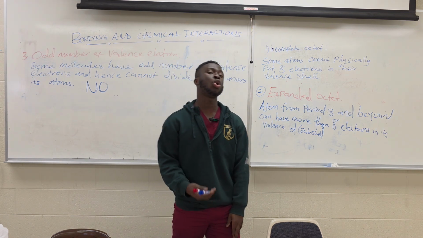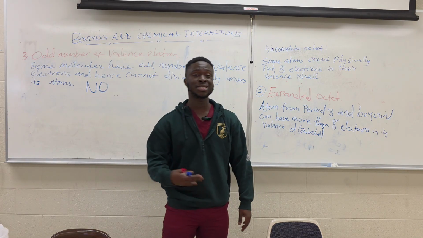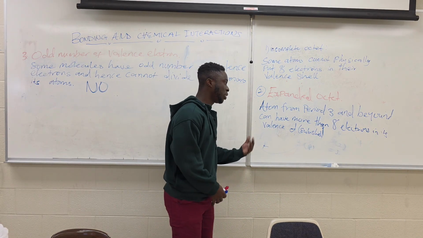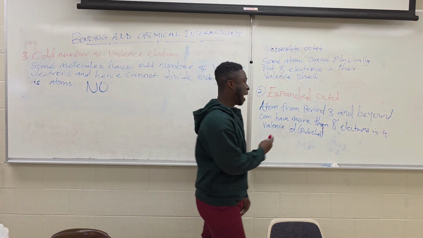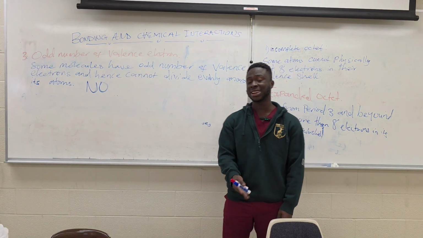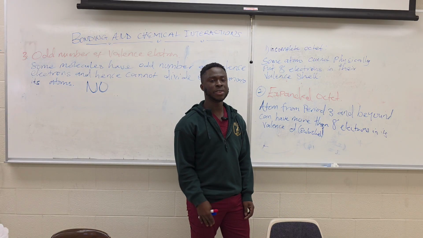And what is that rule called? It's called the octet rule. And now we've got to figure out that the octet rule has 3 exceptions: 1, the incomplete octet; 2, the expanded octet; and 3, the odd number of octet. By going through these 3 rules, we have found out that there are more atoms that actually disobey the octet rule than there are atoms that favor it.